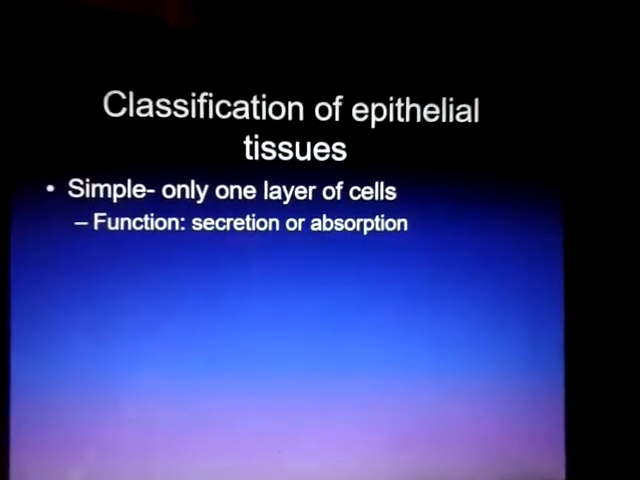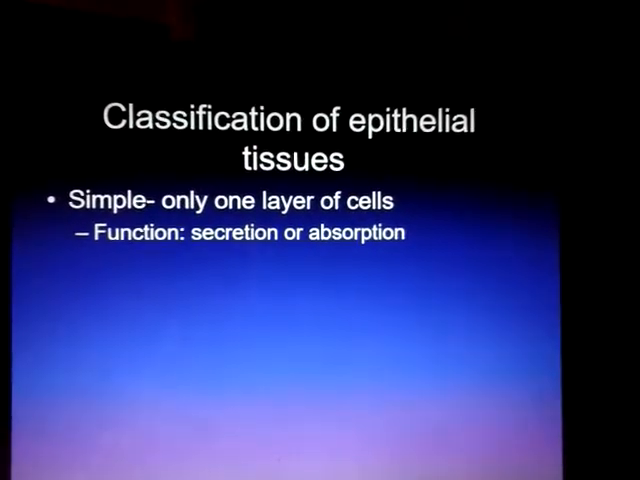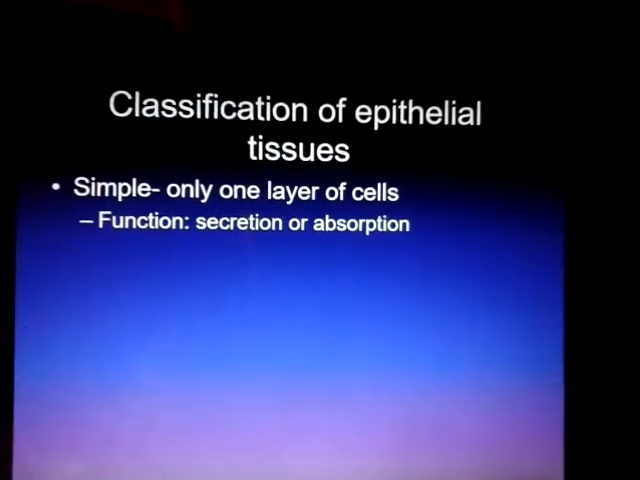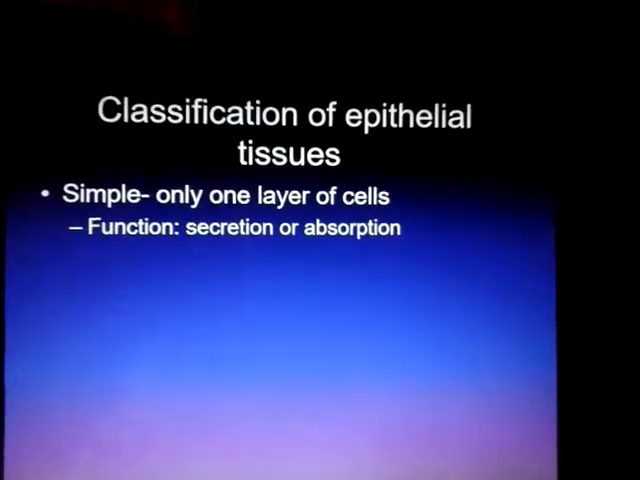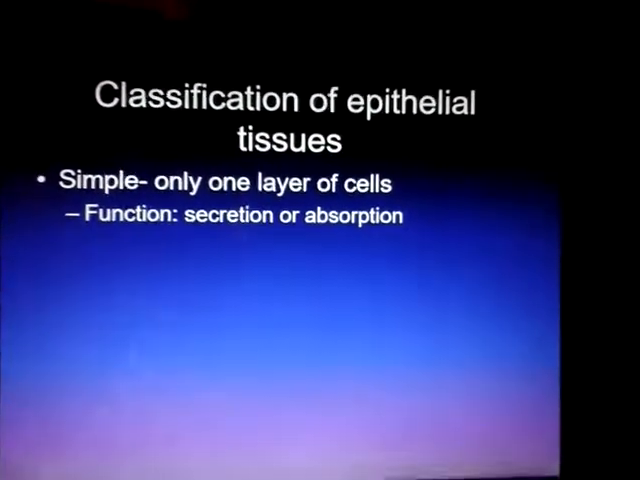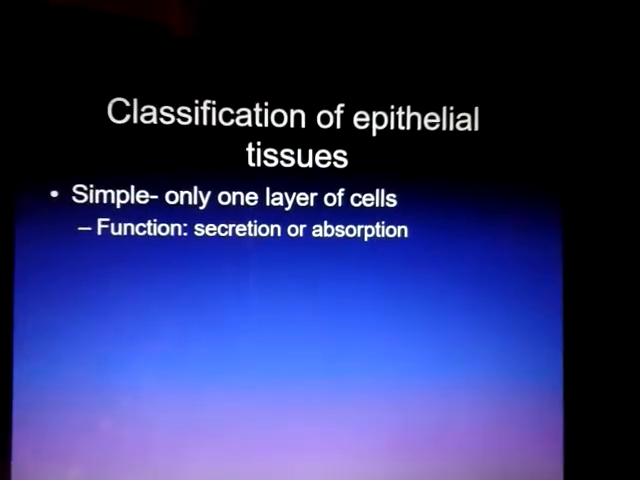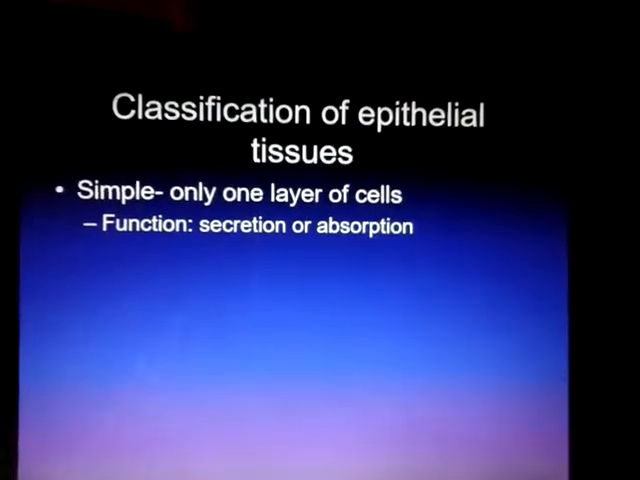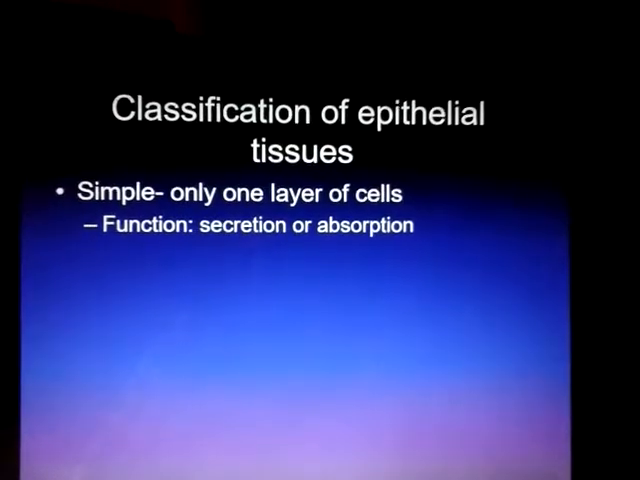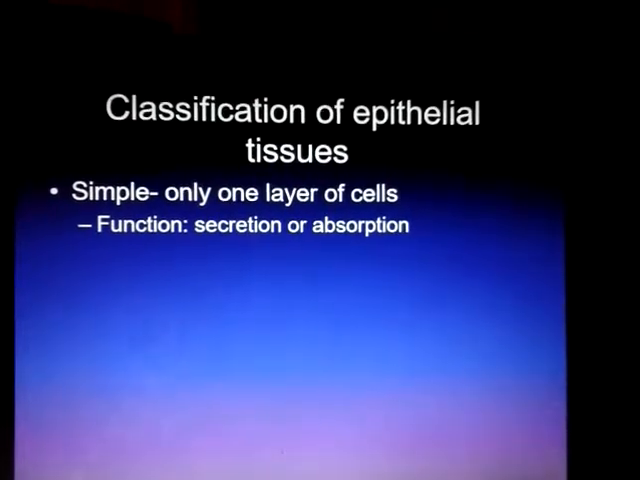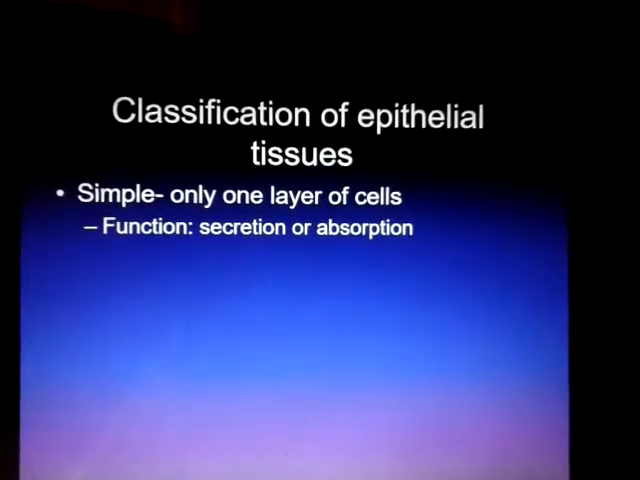So anytime you see simple, remember structure determines function, these membranes are going to be responsible for secretion or absorption. So for example, the capillaries of your body are made from simple squamous tissue. And you're going to learn what squamous is in a minute. Well, your capillaries are where all of your nutrient and waste product exchange take place.